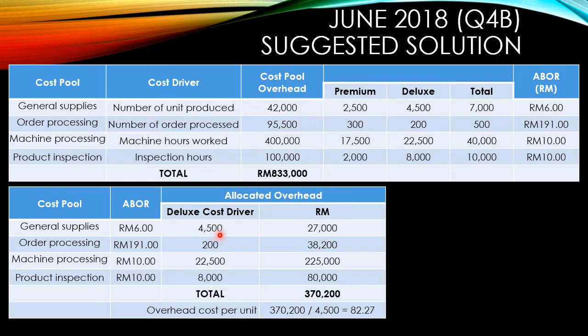So you should get 27,000 here, 38,200, 225,000, 80,000, and the total overhead for product deluxe is 370,200 ringgit. So you divide by the number of production. So you should get the cost per unit for product deluxe is 82 ringgit and 27 cent.